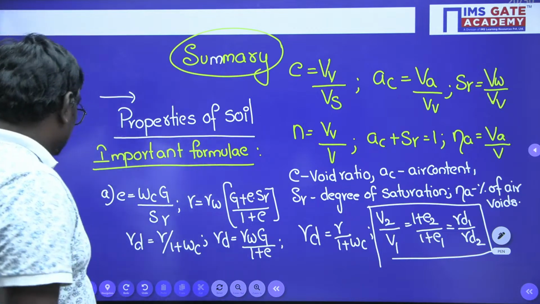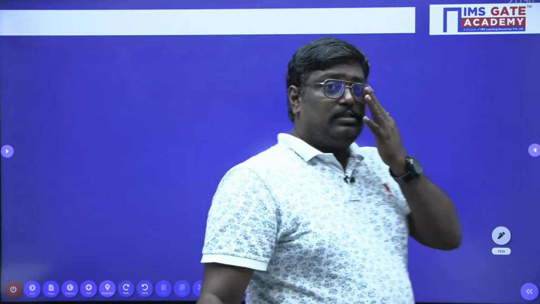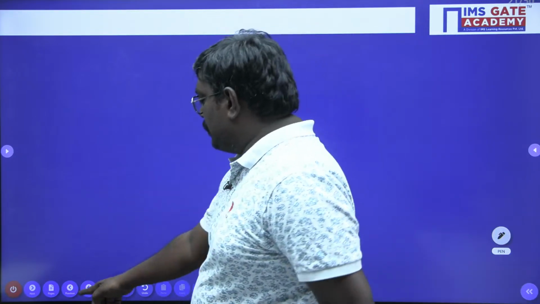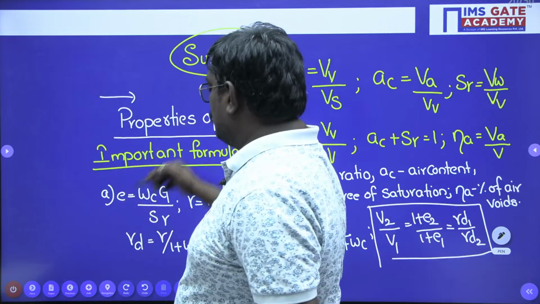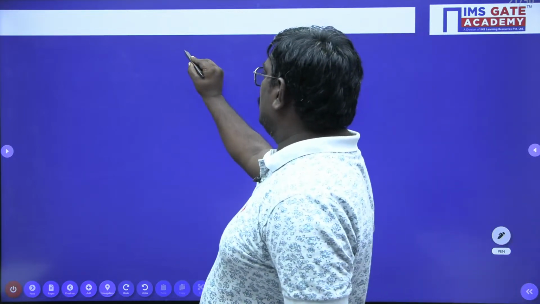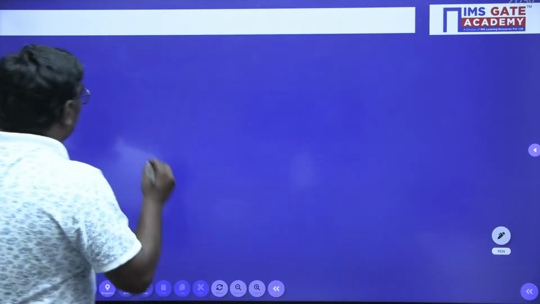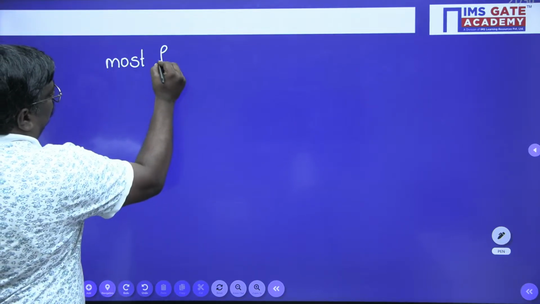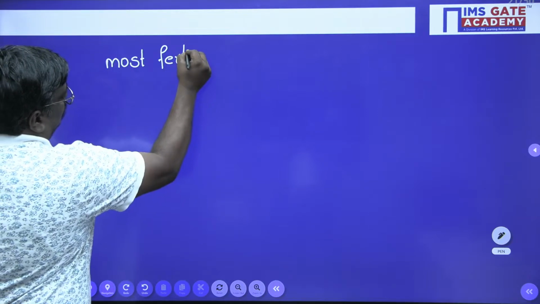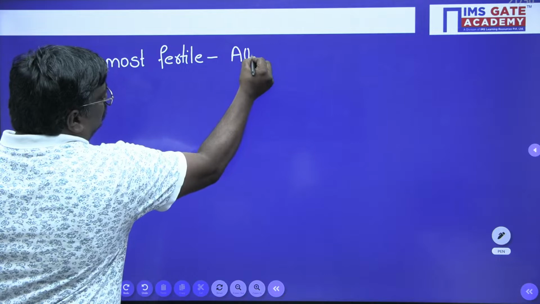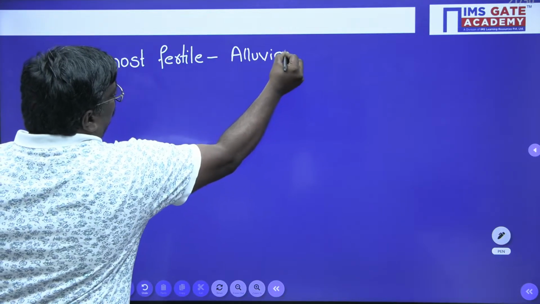I hope you are clear, students. Now see, when I talk about the properties of soil, these are the things. In origin of soils and soil structure, it is a completely theory part. Like they can ask you in origin of soils, which are the quite common questions. Which is the most fertile soil? You can write alluvial soils. These are the important ones.